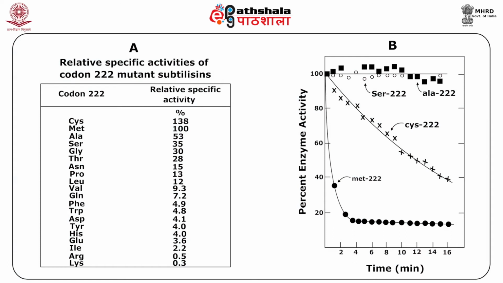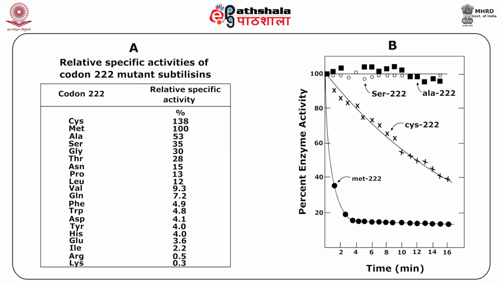So in an attempt to do that, methionine 222 was replaced by one of the groups with the other 19 amino acids. Remember, one at a time, by site-directed mutagenesis. So this table basically represents what those people obtained as a result of these 19 substitutions. Replacement with cysteine gave us 138% relative specific activity, compared to the 100% activity with methionine at the 222 position.